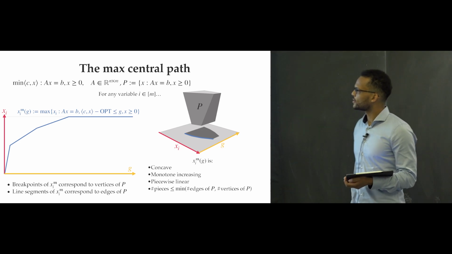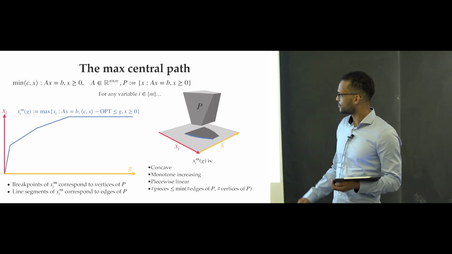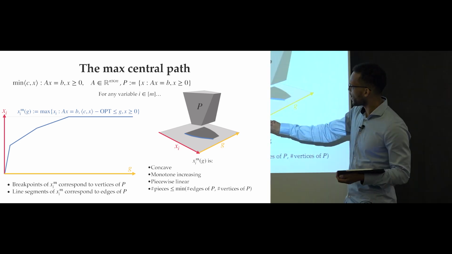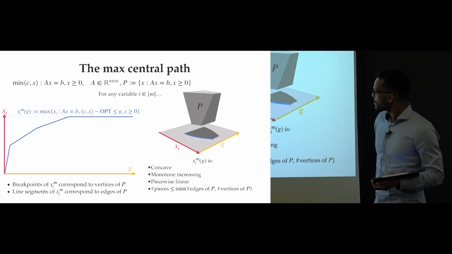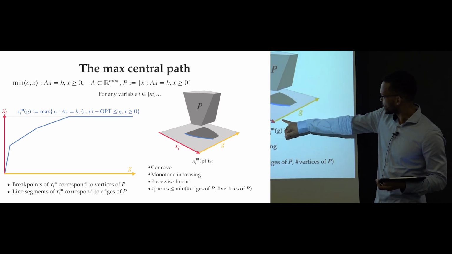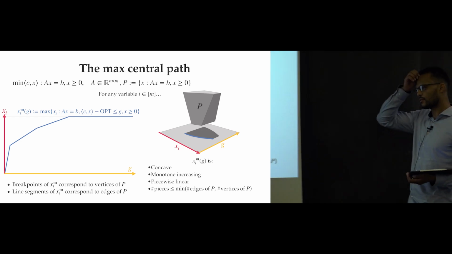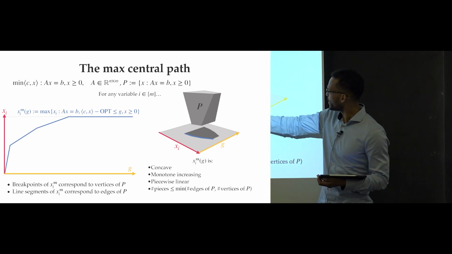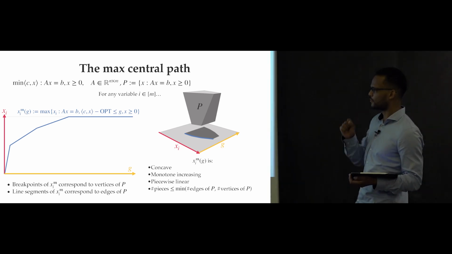Another way of defining this curve would be the following. You look at a two-dimensional subspace. One is the subspace spanned by the normal vector of the facet that is defining I. The other one is the objective direction C. And you project your polytope onto this two-dimensional subspace. And then part of the boundary of that polygon is going to be exactly that curve here.